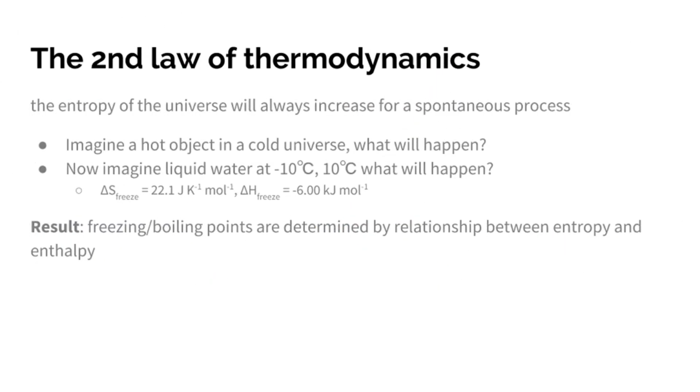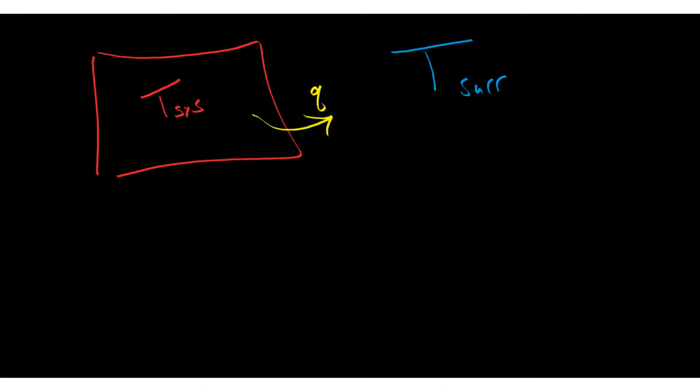Okay. So let's look at a couple of examples to see if we can get a feel for how this works. I can get through this first example pretty quick, I think. We have a hot object in a cold universe. What's going to happen? Well, it's going to cool down. But why? Here we have our hot object in the cold surroundings, and it's losing heat, Q, to the surroundings.